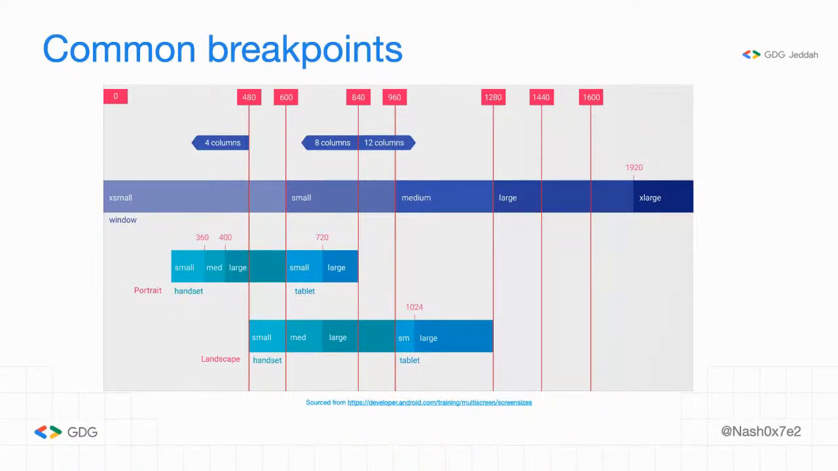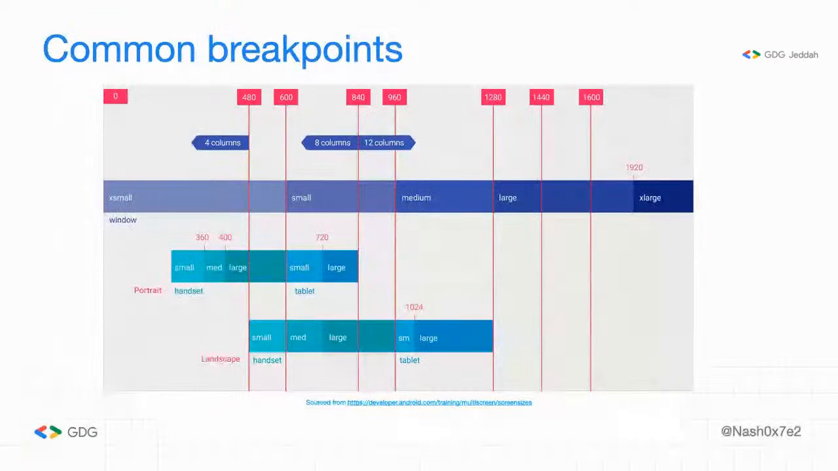Now, all this talk about breakpoints and responsive patterns may have you going, okay, that's great, but how do I actually set these breakpoints in my code, and how do I actually know when I should transition from a phone to a tablet? For that, we can look at how Material Design and the Android spec does it. In this graphic, provided to us by the developer.android.com website, they have common breakpoints and values you can use in your code to transition your UIs between the different devices and form factors.